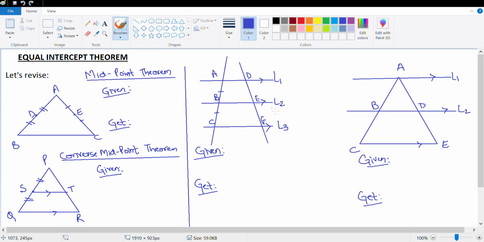Hi guys, let's look at the second part of this chapter, which is about the equal intercept theorem. But before we start that, let's quickly revise what we did in the first part, which was about the midpoint theorem. So the midpoint theorem is basically used in a triangle.